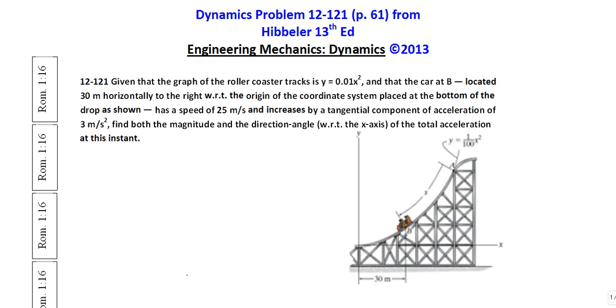We are given a couple pieces of information. One is the instantaneous speed of the roller coaster car at point B, which is 25 meters per second. And then we are also given the fact that it is increasing at a tangential component of acceleration of 3 meters per second squared at that point. And so what we want to do is find both the magnitude and the direction angle with respect to the x-axis of the total acceleration at that instant.